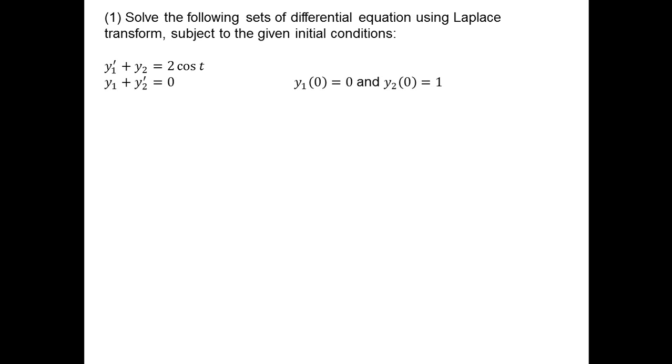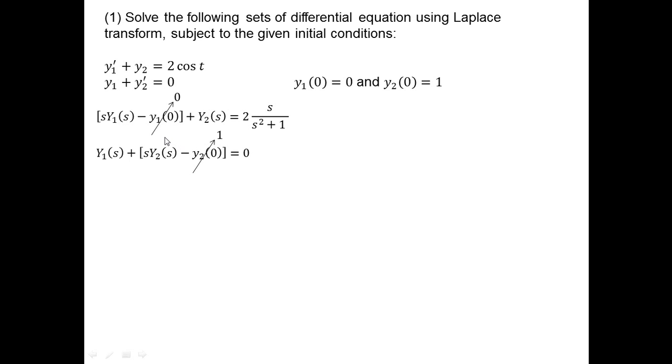If I take the Laplace transform of the first differential equation, I have sY1(s) minus y1(0), which y1(0) is the initial condition of function y1(t), plus Y2(s) equal to 2s over s squared plus 1. S over s squared plus 1, in fact, is the Laplace transform of cosine t according to the Laplace transform table. And for the second one, I have Y1(s) plus sY2(s) minus y2(0), which y2(0) is the initial condition of the function y2(t), equal to 0. If I apply the initial conditions to the system, I have y1(0) equal to 0 and y2(0) equal to 1.